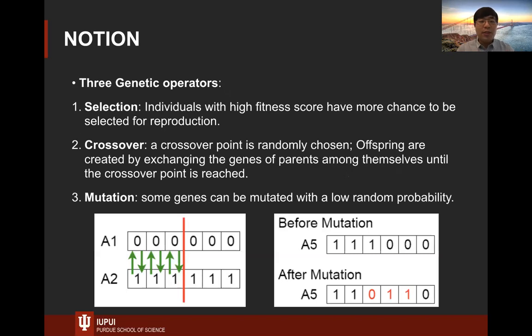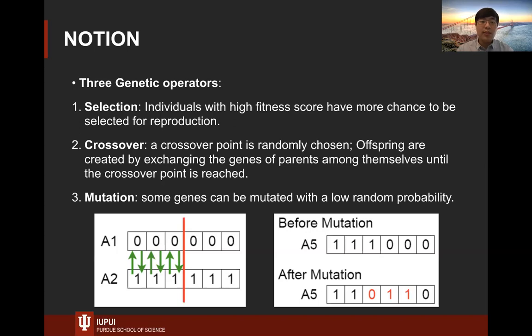Next, I will introduce three basic genetic operators. The first one is selection. Individuals with a high fitness score have more chance to be selected for reproduction. Yeah, it's very easy to understand. An individual with a high fitness score means that it is close to the optimal solution. So we will go towards this direction.